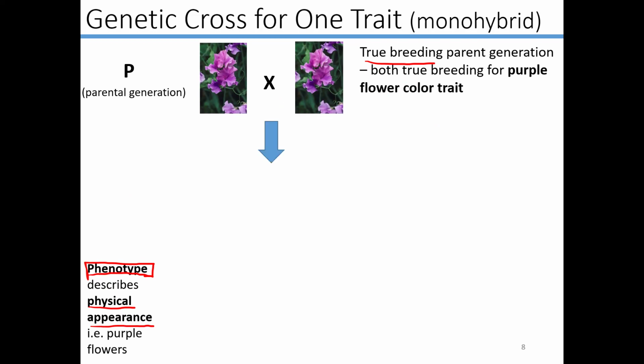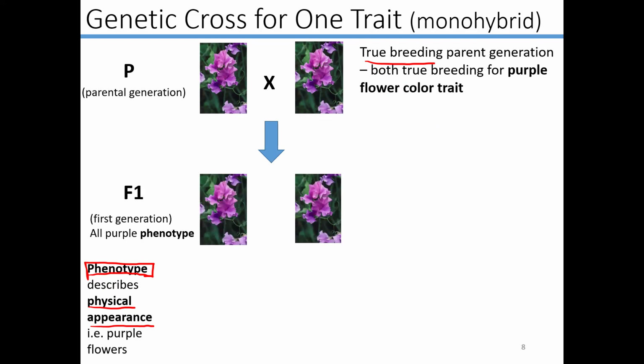Now, what you're trying to do is have a purebred, so that means all of the offspring are always going to show or exhibit the same type of traits. So in this case, if you're taking a purebred purple flower, crossing it with a purebred purple flower, our F1, or in this case, our first generation, is going to give us all purple flowers.